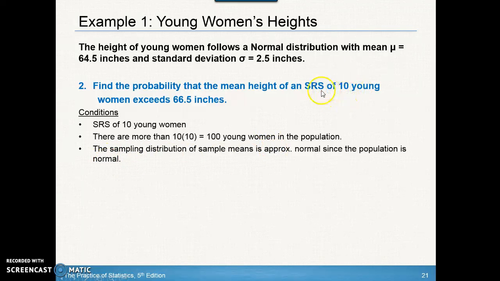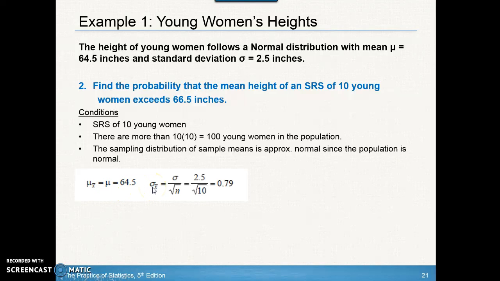So this sampling distribution is going to be taking 10 young women, finding the mean, putting it on the curve. Taking another 10 young women, finding the mean, put it on the curve. Another 10 young women, finding the mean, putting it on the curve. Okay, over and over again. Now, the mean of X bar, notice your notation. The mean of that sampling distribution is the same as the population mean, which is 64.5.